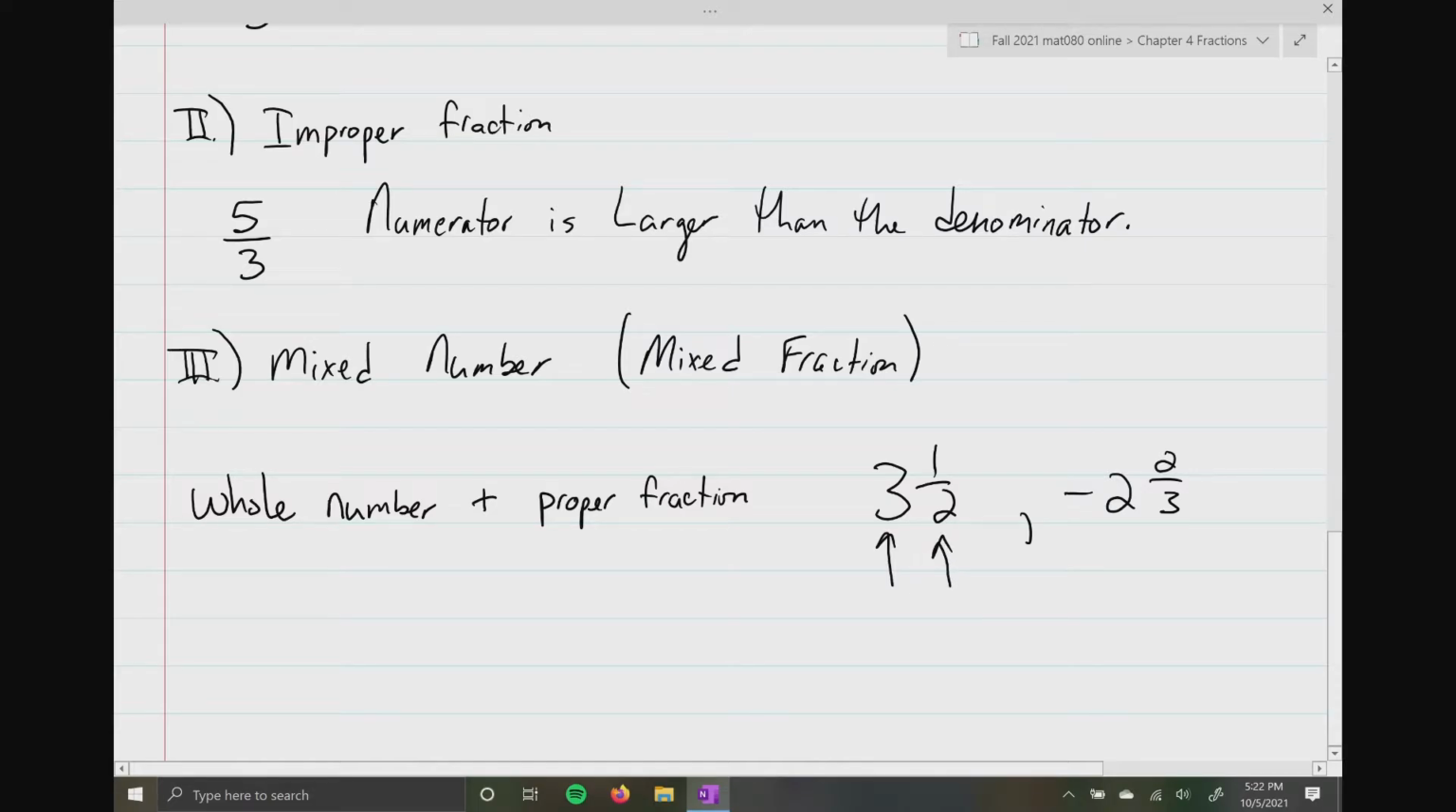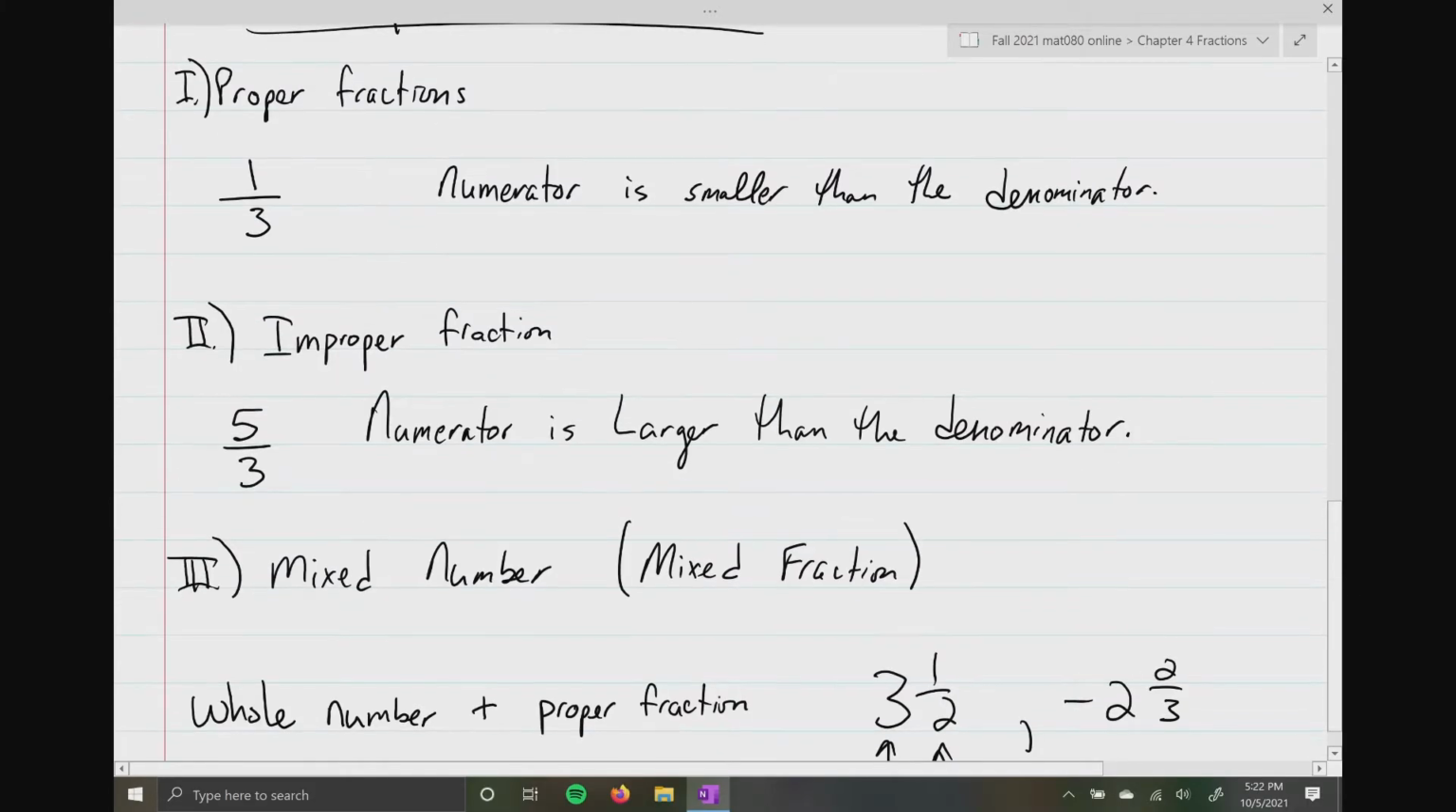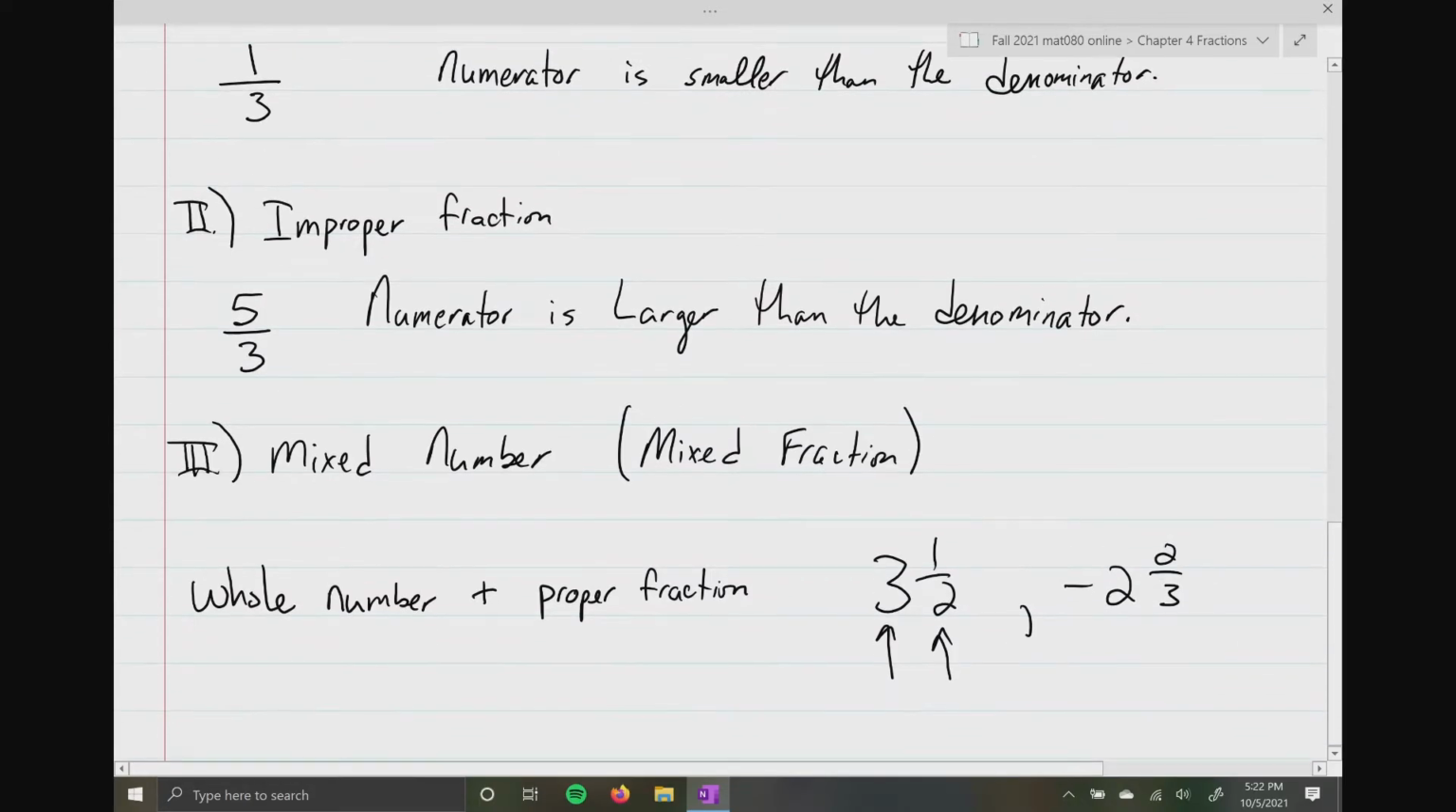All right? So what I'm going to do is go ahead and draw each one of these just to show you what it looks like, okay? So 1/3, we already know what that looks like, so I'll draw it real fast. All right, there's 1/3.